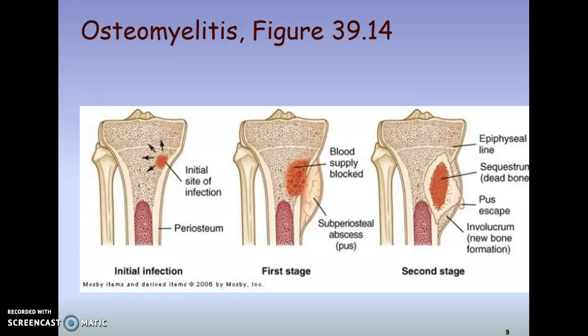All right, so here's a figure that just shows the progression of that disease. You have the initial site of infection here. It gets expanded. You have pus that will develop and cause an abscess to occur. And this continues to occur. You've got dead bone that develops. And eventually, if this goes on for a long period of time, you can actually have breakage of that bone.